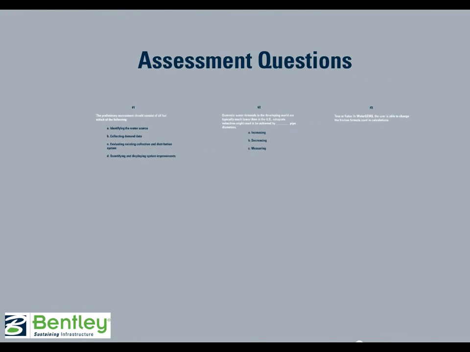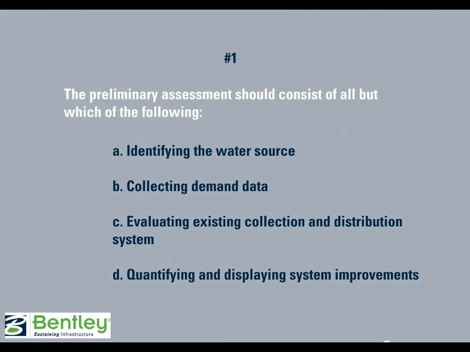Now we'll go through some assessment questions for review. The preliminary assessment should consist of all but which of the following: A. Identifying the water source. B. Collecting demand data. C. Evaluating existing collection and distribution system. Or D. Quantifying and displaying system improvements. And the answer is D. The preliminary assessment is for collecting data. The WaterGEMS model can help with quantifying your system's improvements.